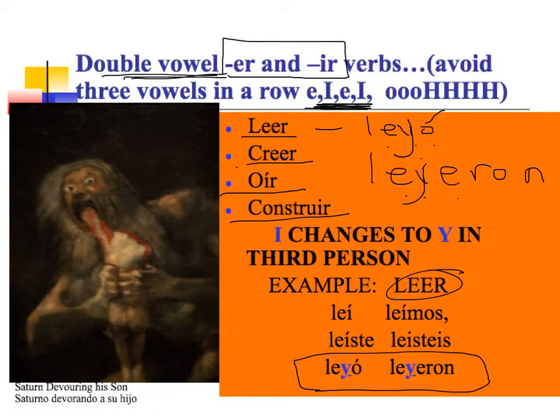Another favorite painting of Goya, huh? This is Saturn devouring his son. According to mythology, Saturn was jealous of his own son who was rising to power, and so he got rid of him. And that's Goya's depiction of that mythology.